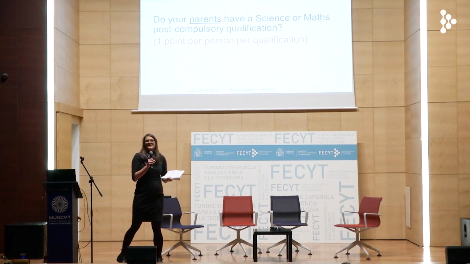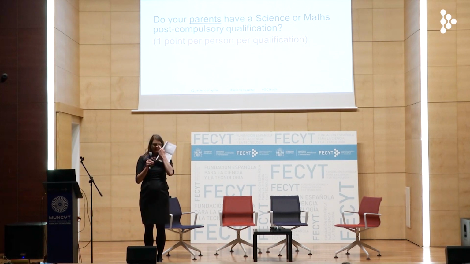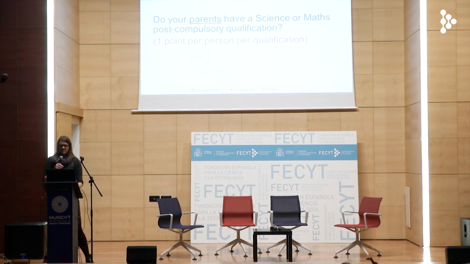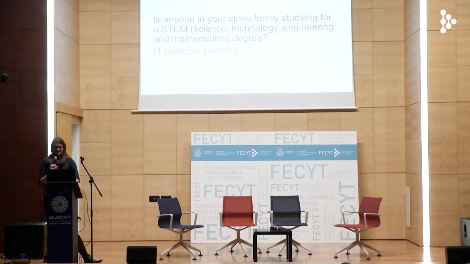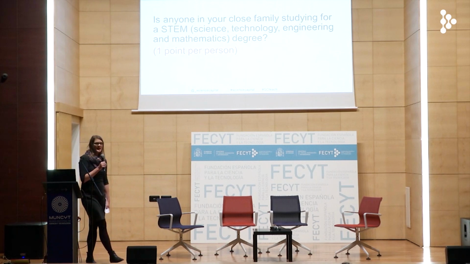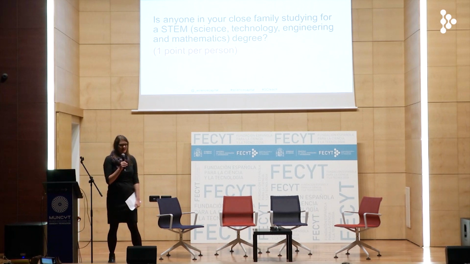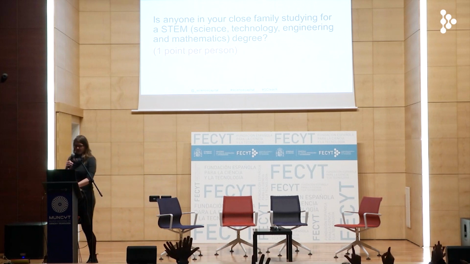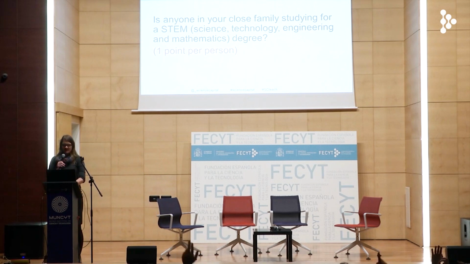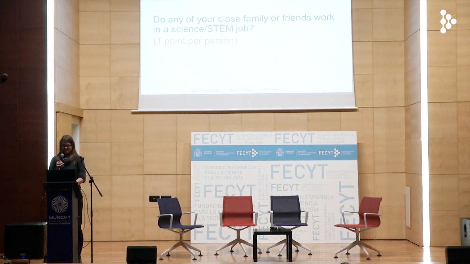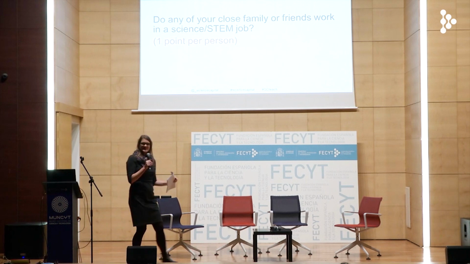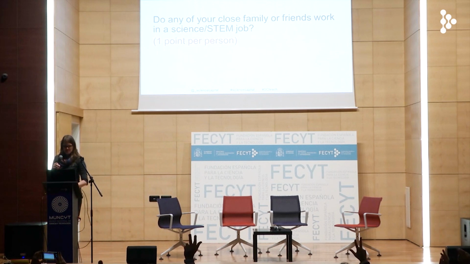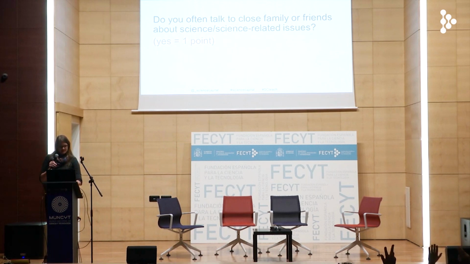Do your parents have a science or maths post-compulsory qualification? 1 point per parent per qualification. Is anyone in your close family studying for a STEM degree at the moment? You get 1 point per person, only close family counts. People who may have reached 10 points already, stand up and start again. I've done this one already.